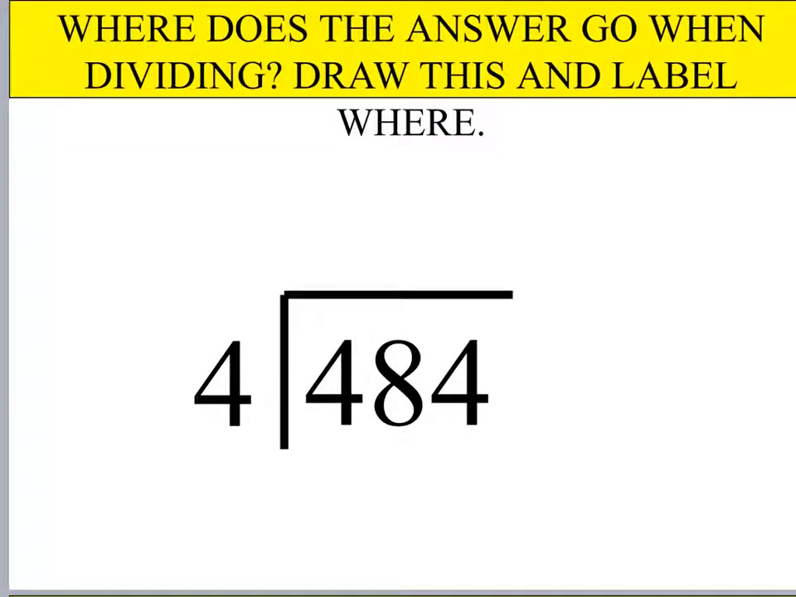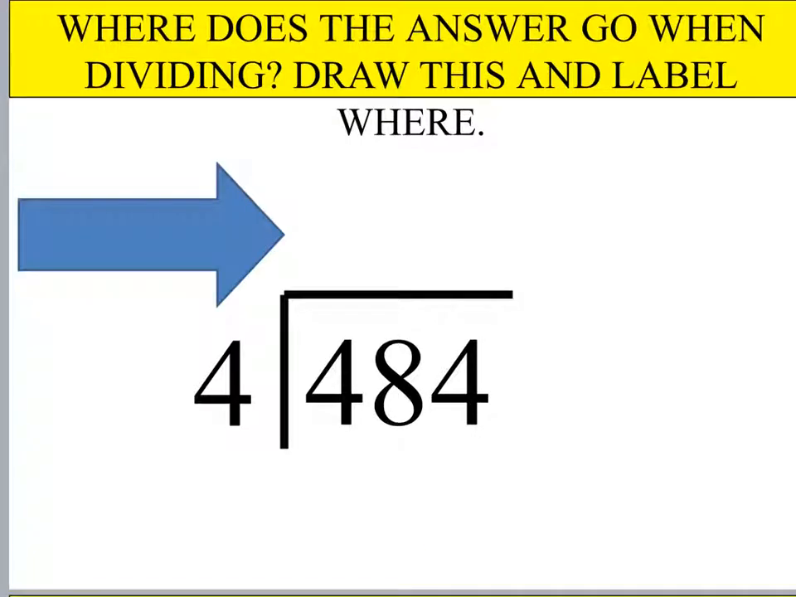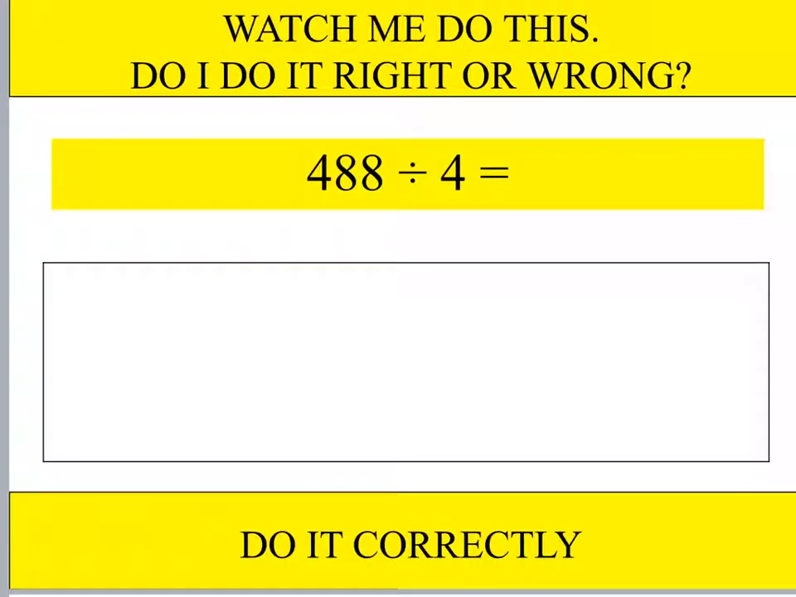Our next question here is, where does the answer go when dividing? I want you to draw this question here and then put an arrow pointing to where the answer goes when you're doing the written algorithm. Press pause and do that now. Let's see if you're correct. Where does the answer go when doing division? It goes there on the top, making sure each digit is directly above the one you are dividing.